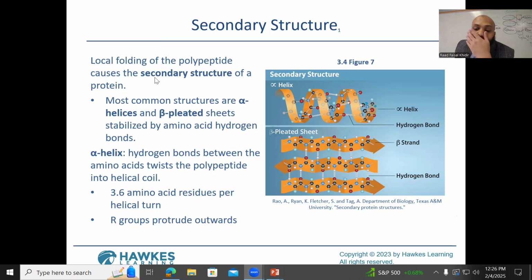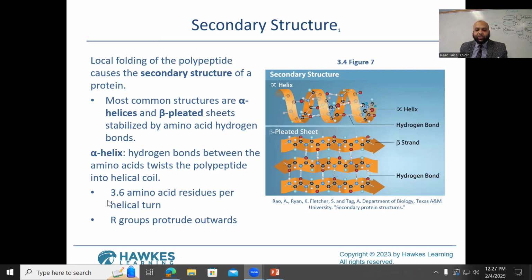So the local folding of the polypeptide causes the secondary structure of the protein. The most common structures are alpha helices and beta pleated sheets. They are stabilized by the amino acid hydrogen bonds. An alpha helix is a hydrogen bond between the amino acids, and it twists the polypeptide into a helical coil.